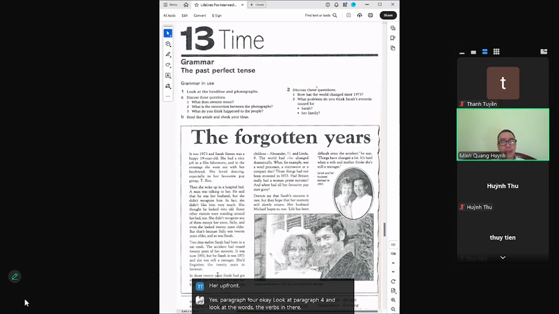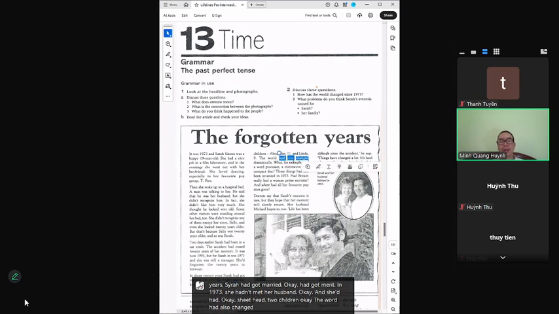In those 20 years, Sarah had got married. In 1973, she hadn't met her husband. And she'd had 2 children. The word had also changed dramatically. And so on. Had Britain really had a woman prime minister? Those things had not been invented. All right. So look at all of these verbs.